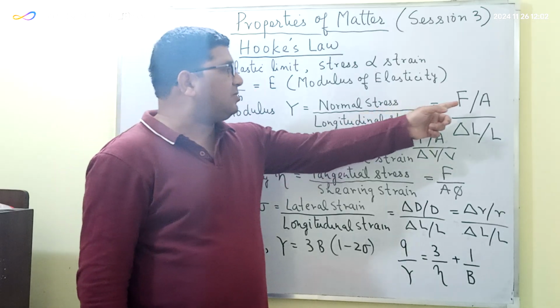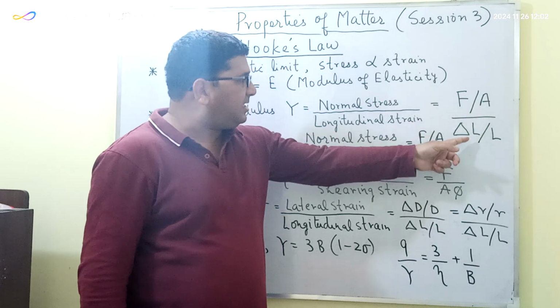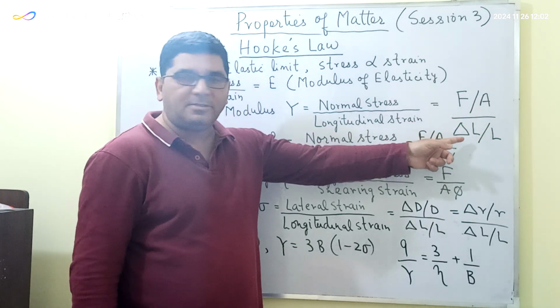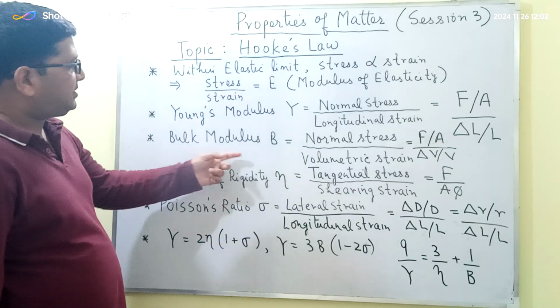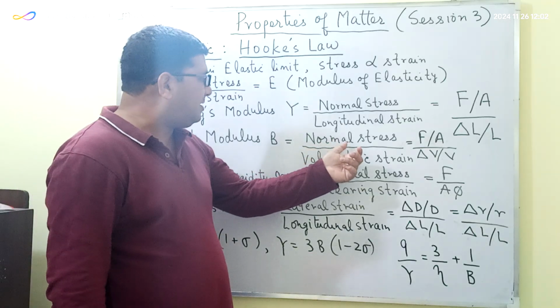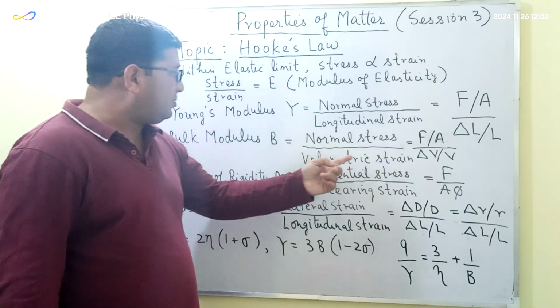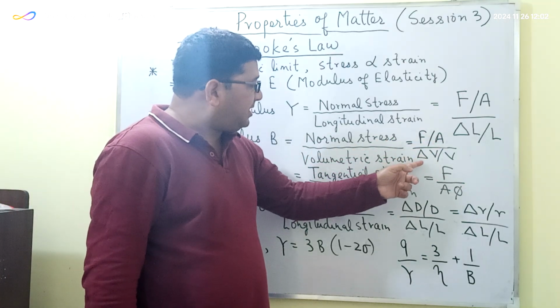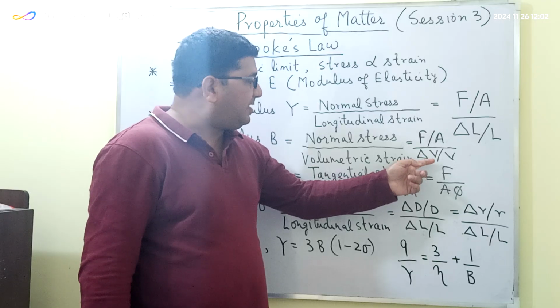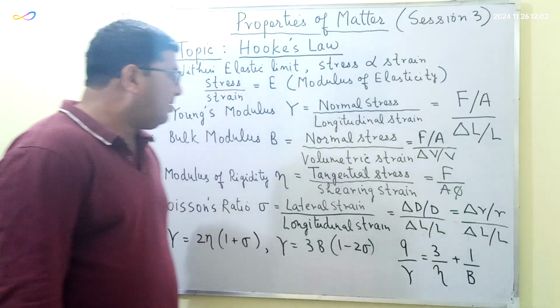A normal stress is equal to F upon A, where F is the restoring force, A is the cross-sectional area, delta L is the change in the length, and L is the original length. Bulk modulus is the ratio of the normal stress to the volumetric strain. So now normal stress is equal to F by A, and the volumetric strain is equal to delta V upon V, where delta V is a change in the volume and V is the original volume.